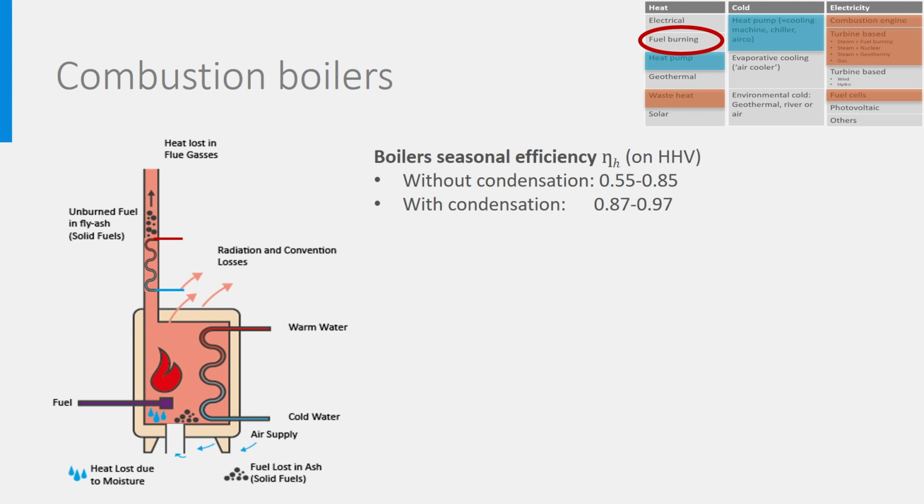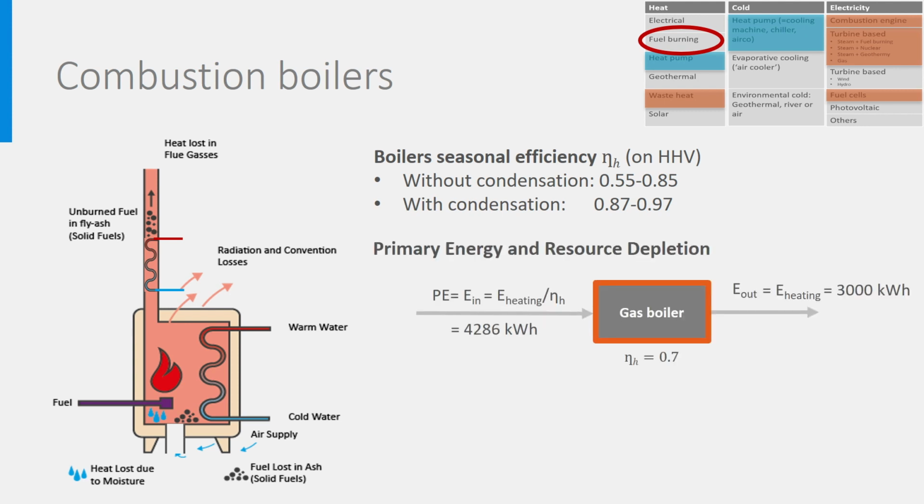Let's study the primary energy and resource depletion on the example of a building with a yearly heating demand of 3000 kWh and assume the heat is produced by a non-condensing gas boiler with efficiency 0.7 based on the higher heating value. The needed energy input is therefore 3000 divided by 0.7, which is 4286 kWh. Gas is a primary resource, therefore we can say that the primary energy consumption is 4286 kWh.